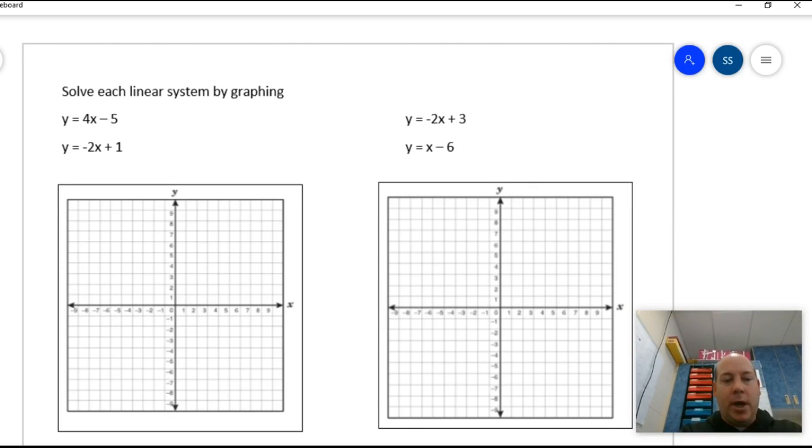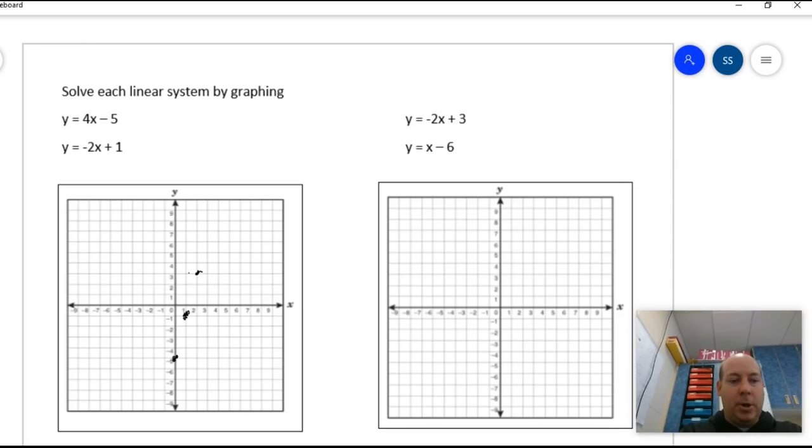Okay, y equals 4x minus 5, so my y-intercept is at -5. And I'm going to use my slope to find another point. So my slope is 4 over 1, so up 4 and over 1. Okay. And sometimes when you want to try and get it accurate, maybe do an extra point here.